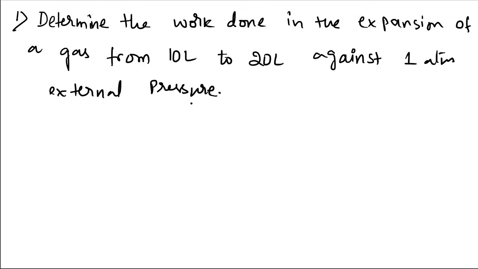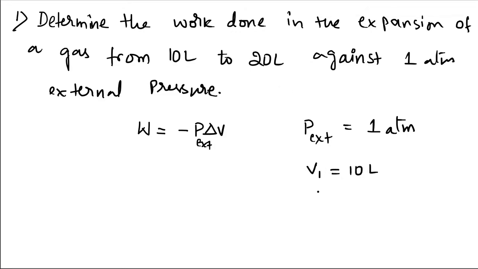Now we are dealing with this problem. What is the work done for the expansion? Now let's use the work expression: work equals negative P delta V. And what is the pressure? Remember this is external pressure, therefore P external is given in the problem as 1 atmosphere. Now here the gas is expanding from 10 liters to a final volume of 20 liters. Therefore, I can write V1 as 10 liters, V2 as 20 liters.